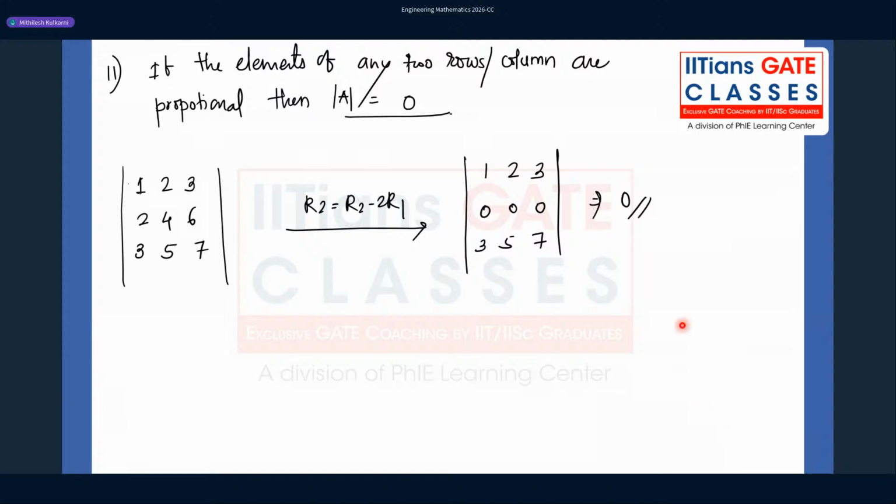Okay, look at this example. Rows number 1 and 2 are proportional. So by performing the row operation, you can make the second row 0, and then the determinant is 0.